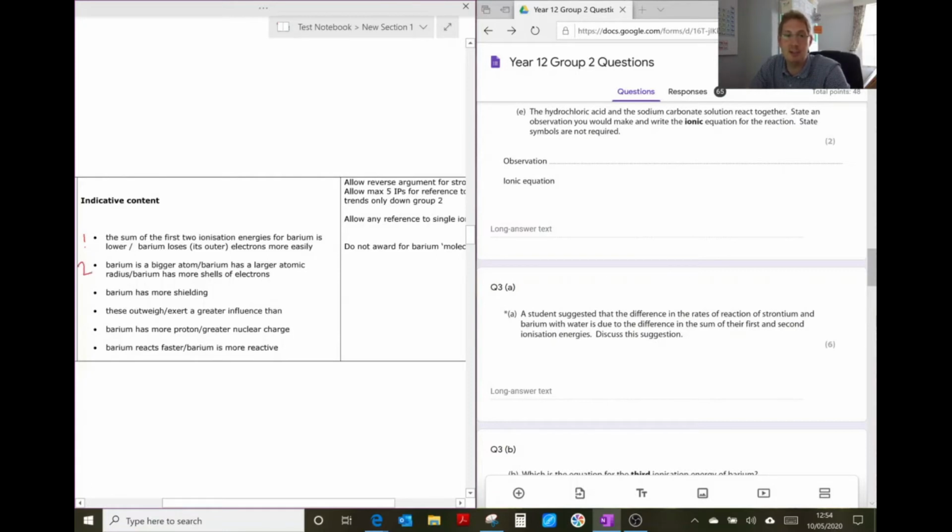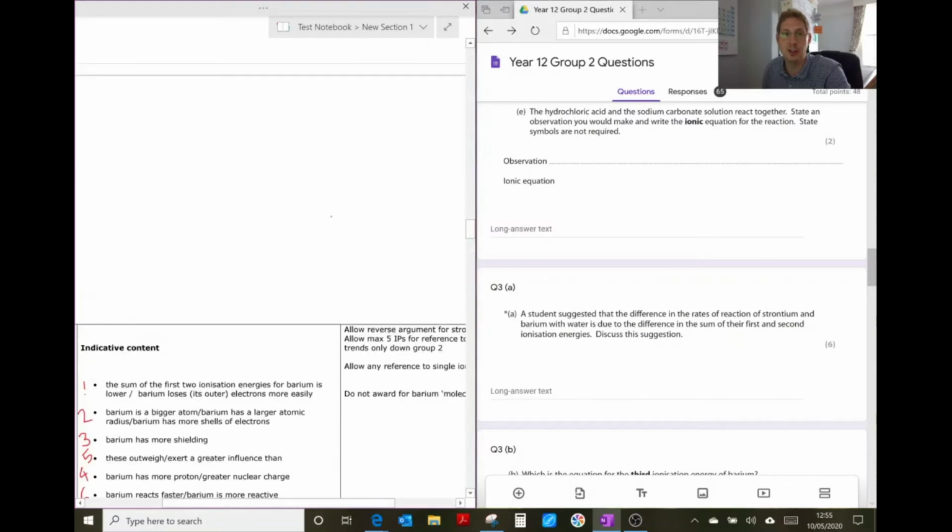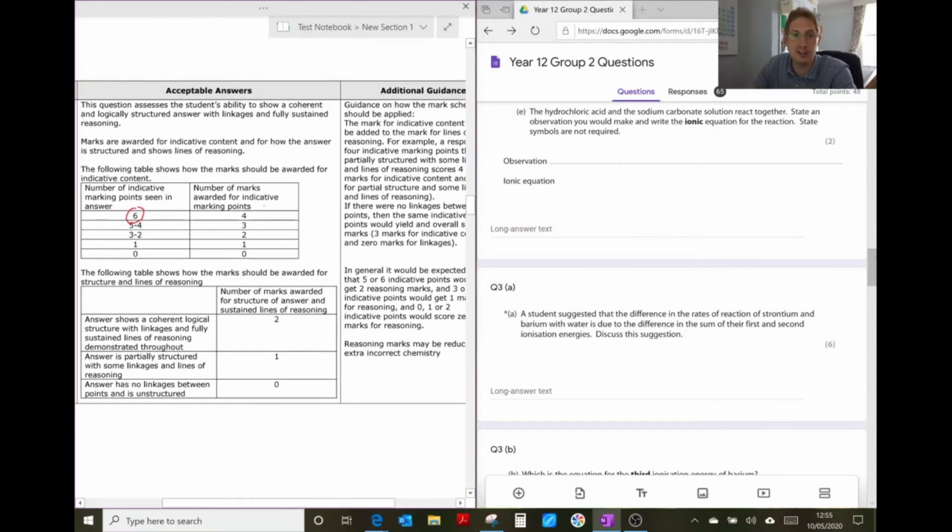Secondly, you have to say that barium is bigger, or barium has a larger atomic radius, or barium has more shells. The third thing, you have to at some point talk about barium having more shielding. But you've also got to note that barium has a greater nuclear charge, but this is outweighed, it's a balance, but it's outweighed by this more shielding and larger radius. So therefore, number 6, barium reacts faster, or barium is more reactive. Now, if you got all 6 of those points, you get 4 marks.